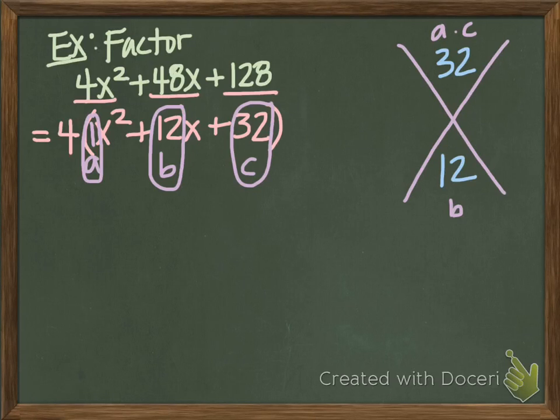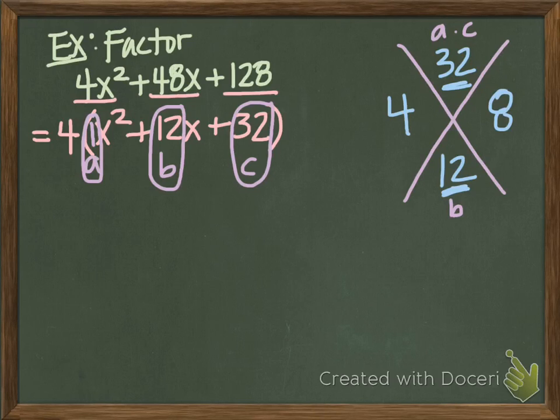Okay, step 4, the trickier part. We're looking for two numbers that multiply to make 32, but add to make 12. Multiply to 32, add to make 12. The first numbers that come to mind for 32 are always 4 times 8. Well, 4 times 8 does equal 32, and 4 plus 8 does equal 12. So those are the two numbers that I want. Step 5, divide both numbers by A. Our A is 1, so I don't have to do this step.